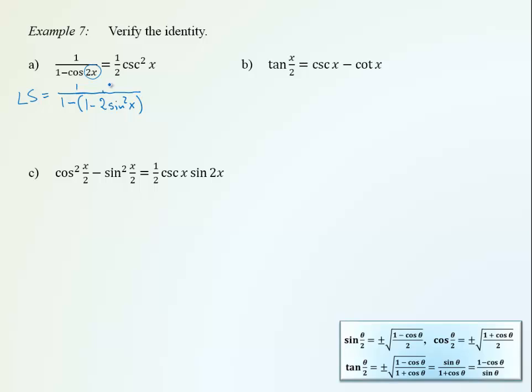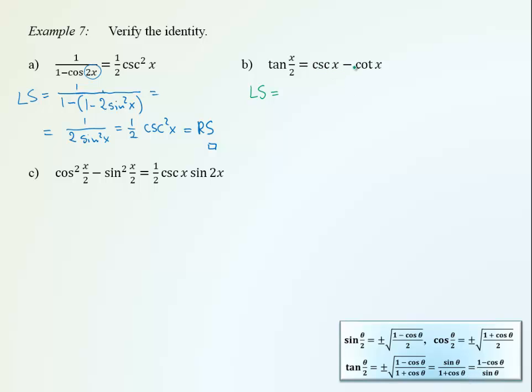Why? Because I predict that on the right-hand side, cosecant has denominator sine. Cosecant is 1 over sine. So it's a good idea to have sine in this formula. And as you see, when we reduce the ones, we really have 1 over 2 sine square x, which is exactly the same as the right-hand side, cosecant square x over 2. So it's proven.